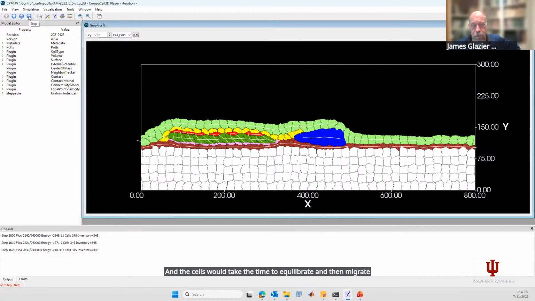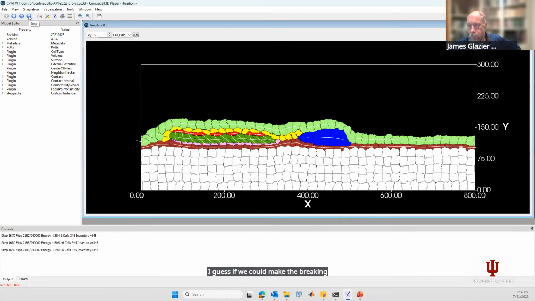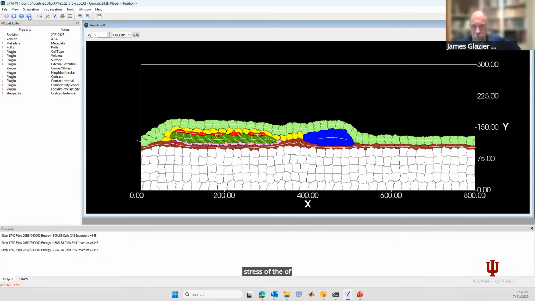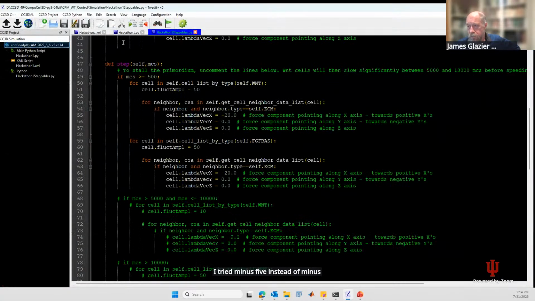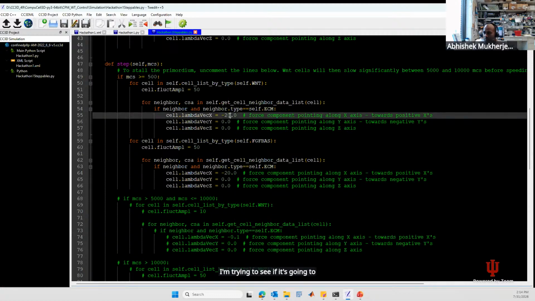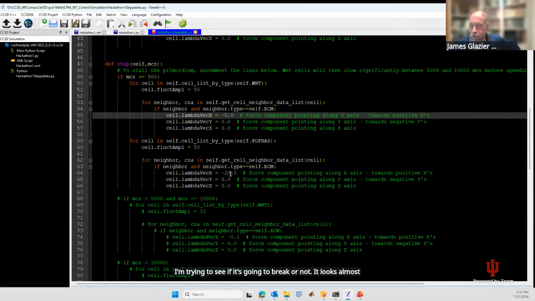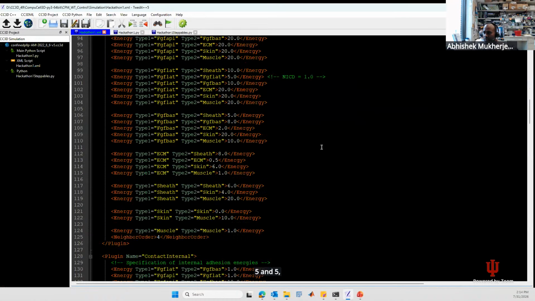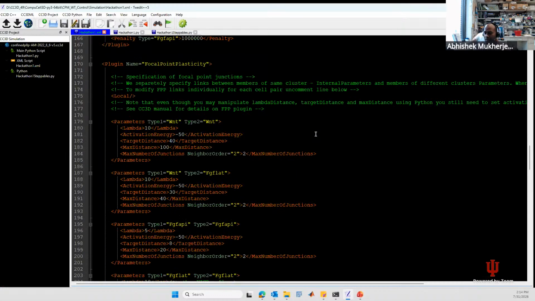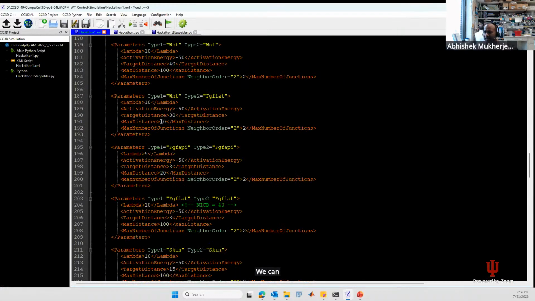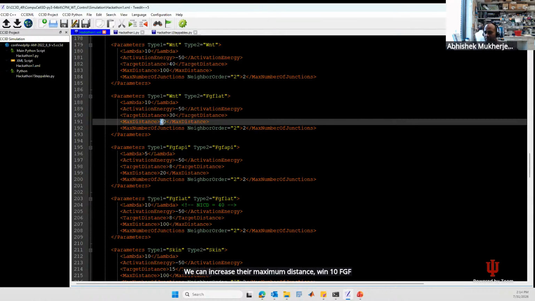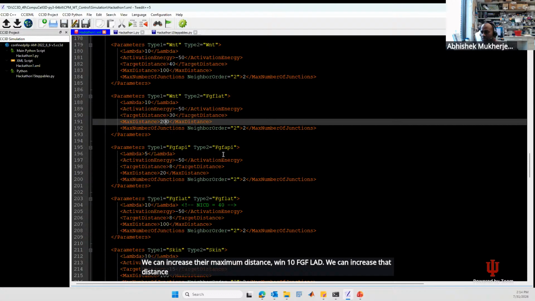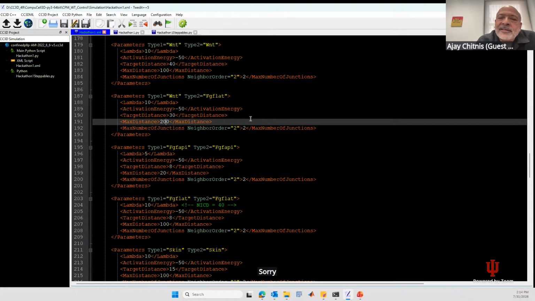I guess if we could make the breaking stress of the links higher. Mm-hmm. I tried -5 instead of -20. I'm trying to see if it's going to break or not. It looks almost breaking, but not quite. Okay, -5 and -5. And for the FPP links, we can increase their maximum distance. Wnt and FGF lat, we can increase that distance to say 200.